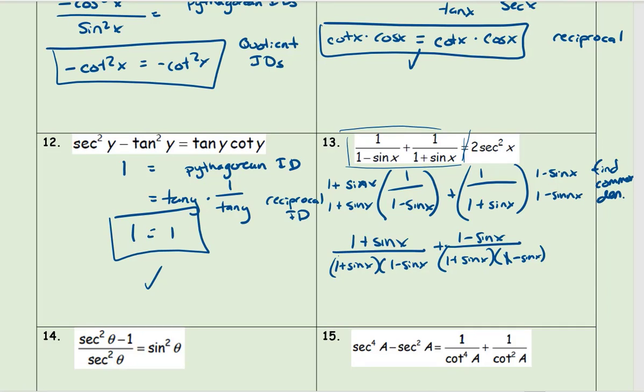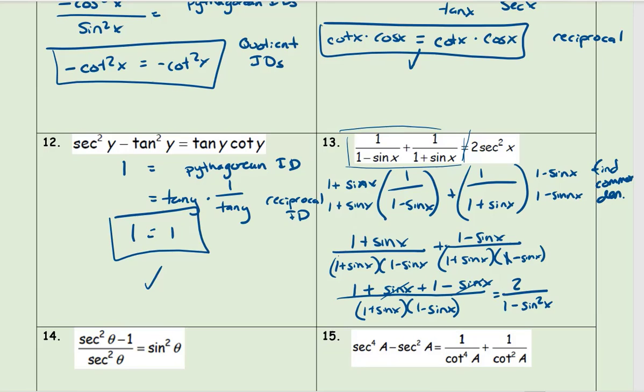So now that we have a common denominator, I'm going to add it. So now we have 1 plus sine of x plus 1 minus sine of x, all over 1 plus sine of x times 1 minus sine of x. If you look at the top here, these two sine of x's cancel out, and then 1 plus 1 is equal to 2. So now we have 2 over 1 plus sine of x times 1 minus sine of x. This is a difference of squares, so when we multiply it, we're going to get 1 minus sine squared x.